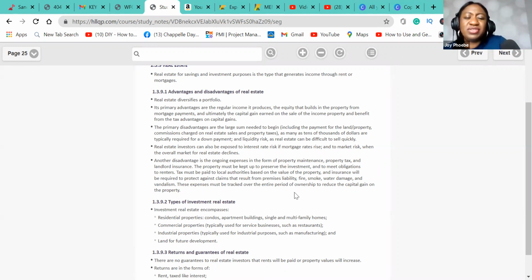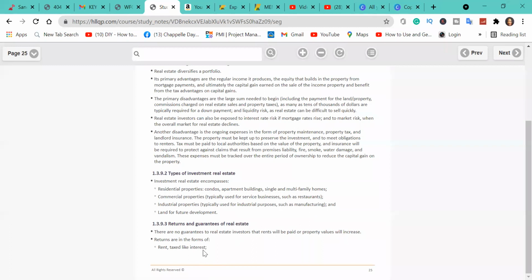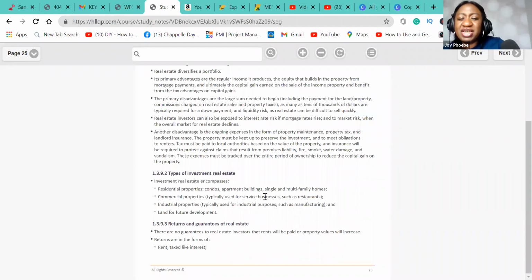Now, what are the different types of investment options that we can do with real estate? Well, we can invest in residential properties such as condos, apartment buildings, single-family houses, multi-family homes, and all those. Or we can do commercial properties, typically used for service businesses such as restaurants, daycare, street malls, pharmacy, chiropractor, barber shop, pizza.